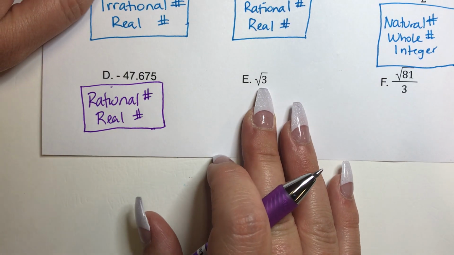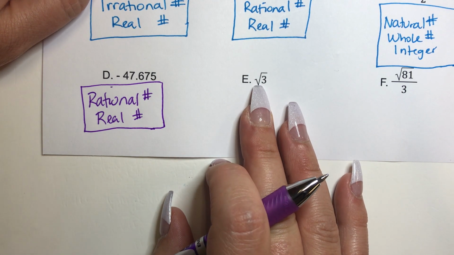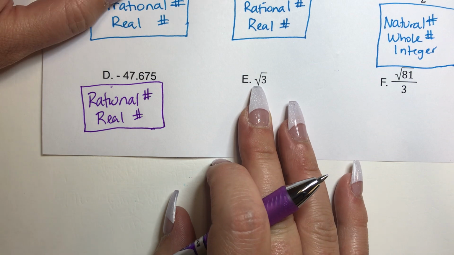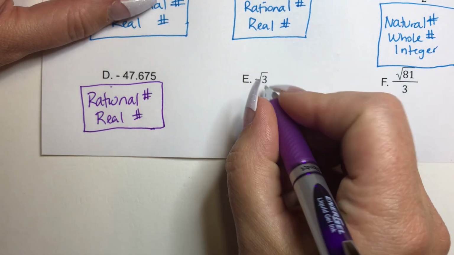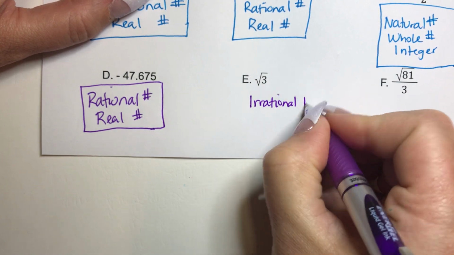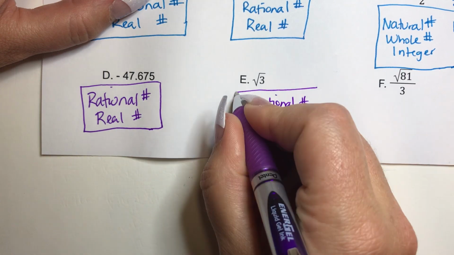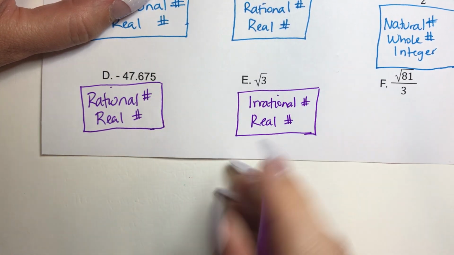All right, square root of 3. 3 is not a perfect square number, so that means that this is going to end up being a decimal that does not terminate or repeat. It just keeps going on and on forever, which means it is an irrational number. And all irrational numbers are also real numbers. So if you got those right, great job.